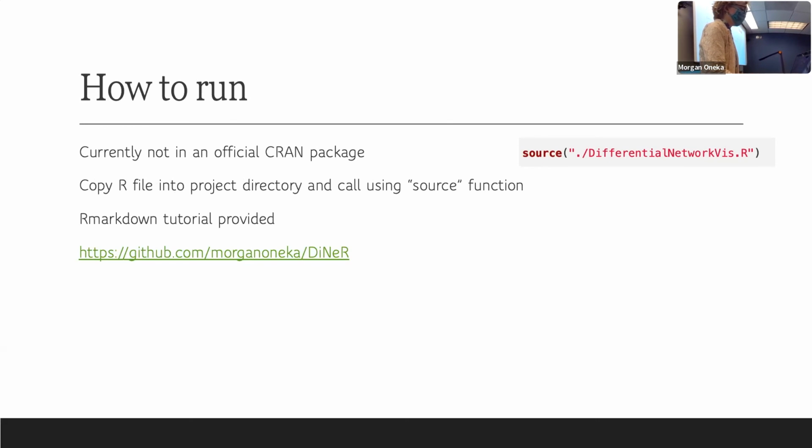But it is on GitHub. I have the link at the bottom. All you have to do is copy the R file into your project directory and then call it using the source function. And I do have an R Markdown tutorial provided that goes through the specific commands that you need to run all the functionality I talked about today.